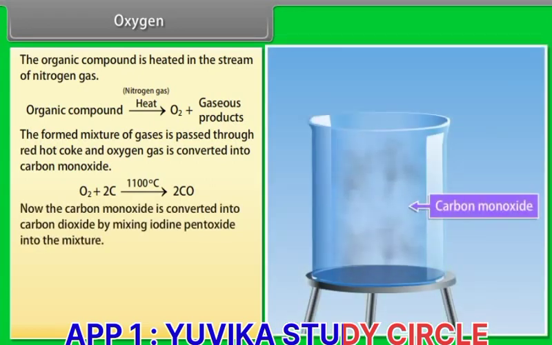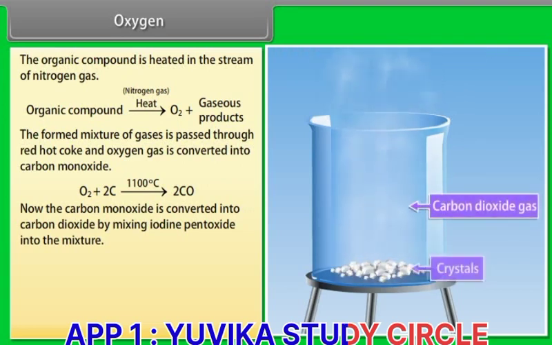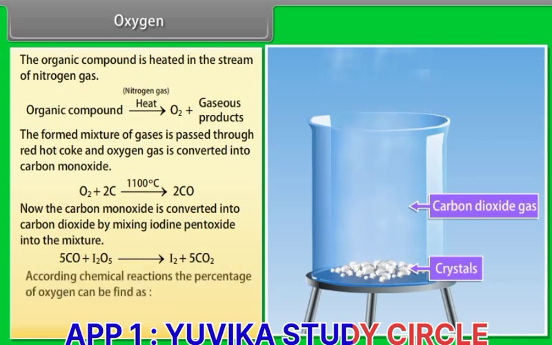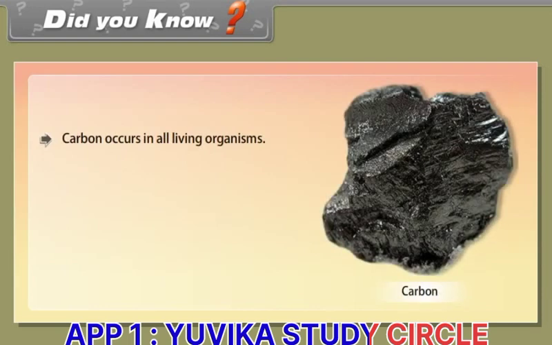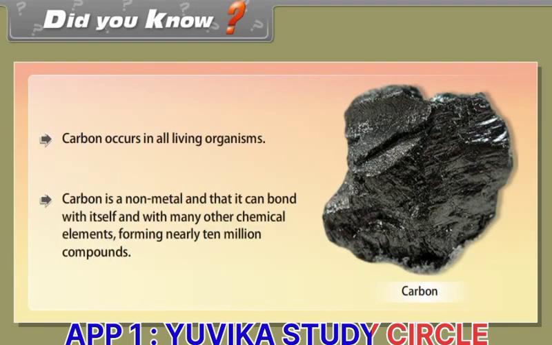Now the carbon monoxide is converted into carbon dioxide by passing the mixture over iodine pentoxide. According to chemical reactions, the percentage of oxygen can be found as 16 into mass of carbon dioxide divided by 44 into mass of organic compound into 100. Did you know? Carbon occurs in all living organisms. Carbon is a non-metal and it can bond with itself and with many other chemical elements, forming nearly 10 million compounds.